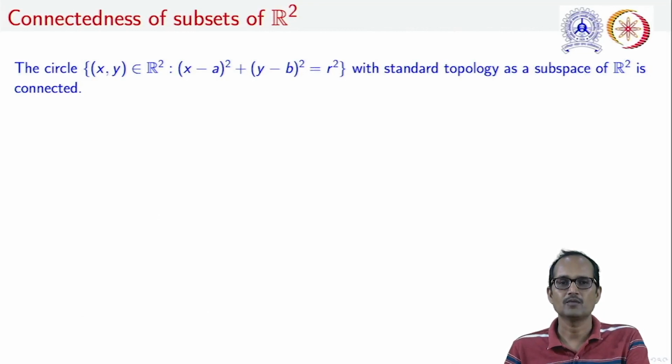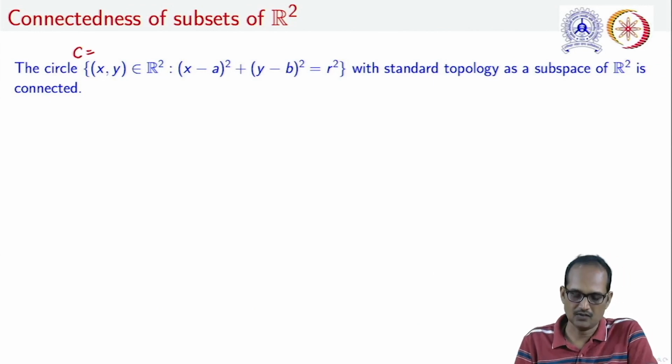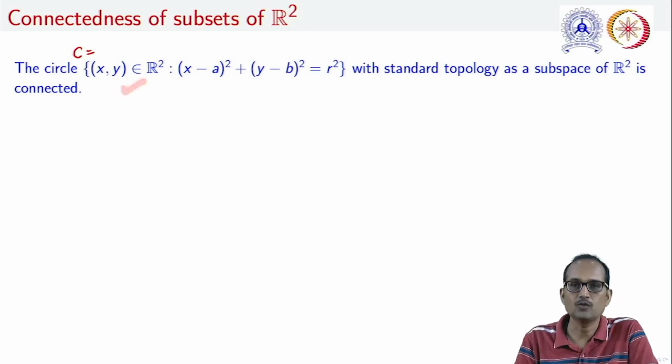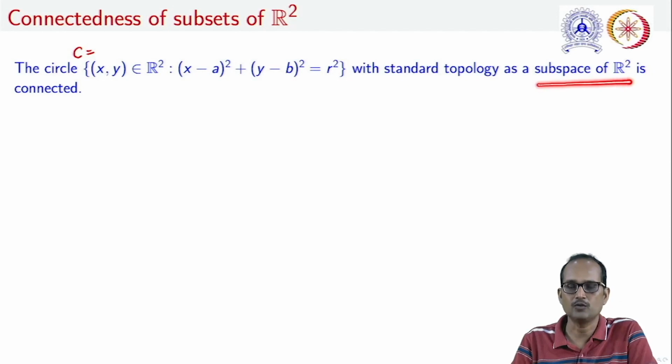Begin with what we have seen in the previous lecture, that unit circle is connected. Let us see in the example. We are taking here again the circle. This is C, which is the collection of all ordered pairs x, y in R2 such that (x minus a) whole square plus (y minus b) square is equal to r square. This is a general equation of the circle with standard topology as a subspace of R2, and we can also show that this is connected.